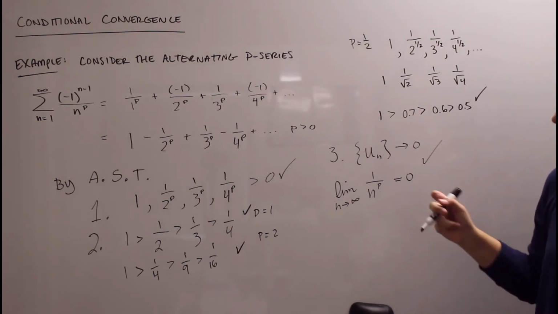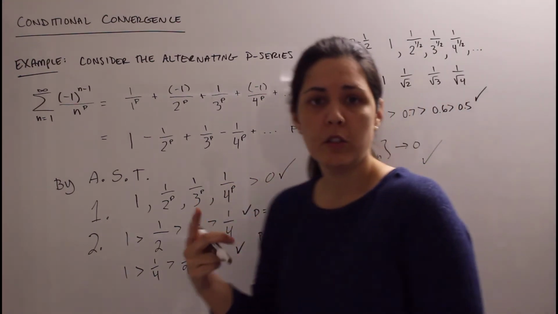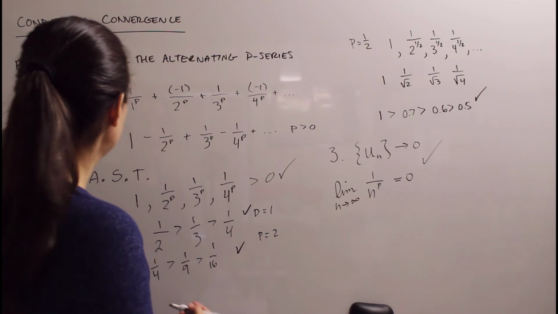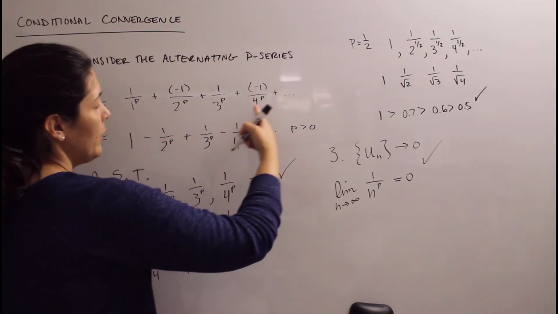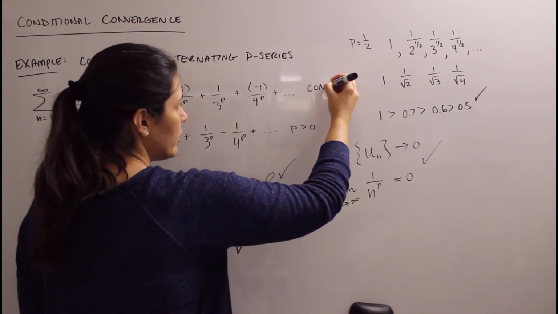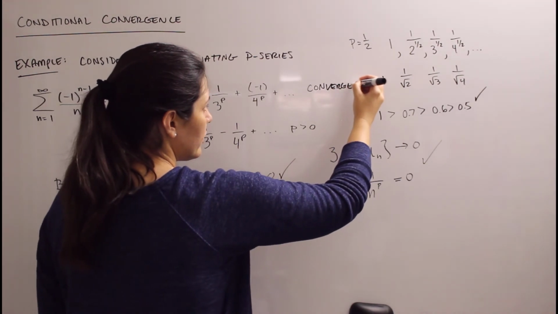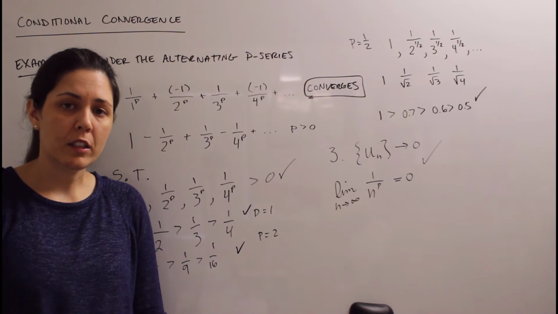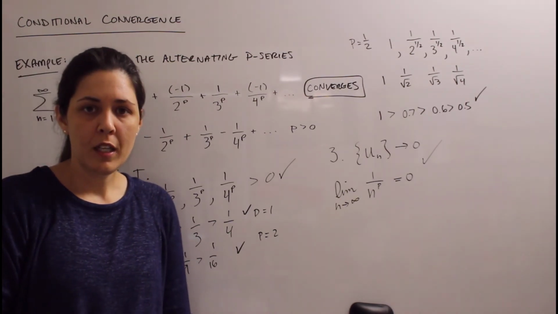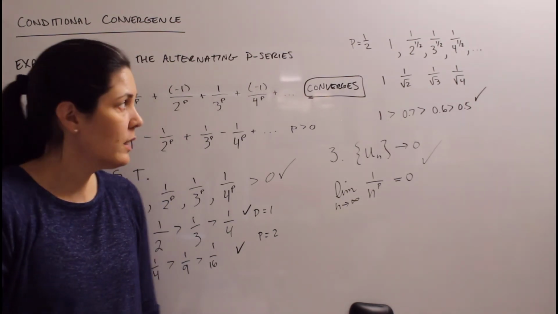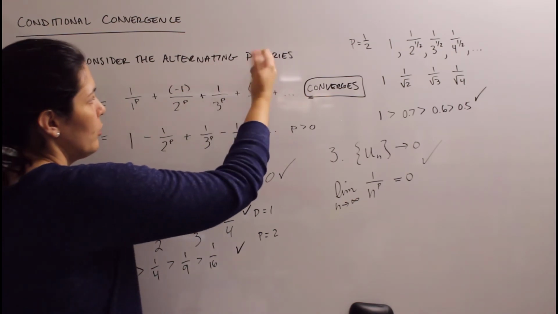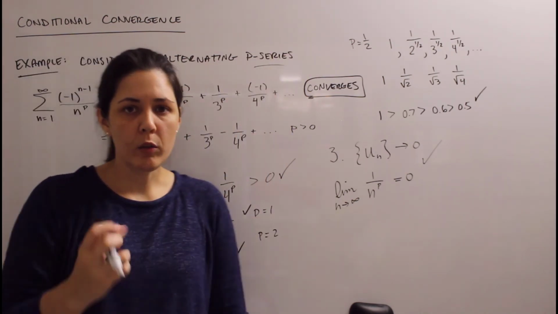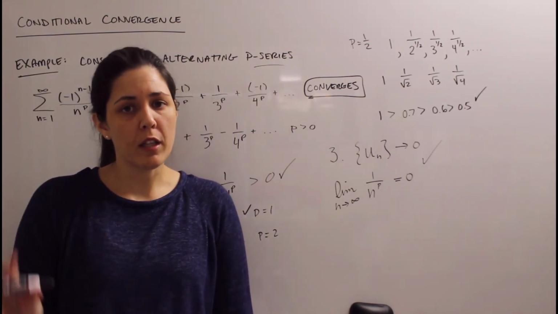So all 3 parts were satisfied. So by our alternating series test, this alternating p series converges. But this is going to be considered conditional convergence, because if you recall, when it was not an alternating p series, when it was just regular p series, it only converged sometimes and it diverged other times.